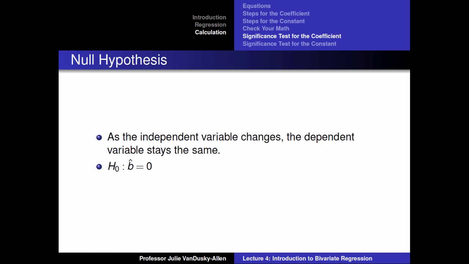So in order to figure out whether the coefficient is different from 0, we conduct a t-test. The first part of the t-test is writing the null hypothesis. In this hypothesis, we expect that the independent variable has no effect on the dependent variable. As the independent variable changes, the dependent variable stays the same. A more sophisticated way to write this is H subscript 0 colon b hat equals 0. The H indicates that you have a hypothesis. The 0 means that it is the null hypothesis. B hat is your coefficient. Stating this in other words, the null hypothesis is that the coefficient is equal to 0.